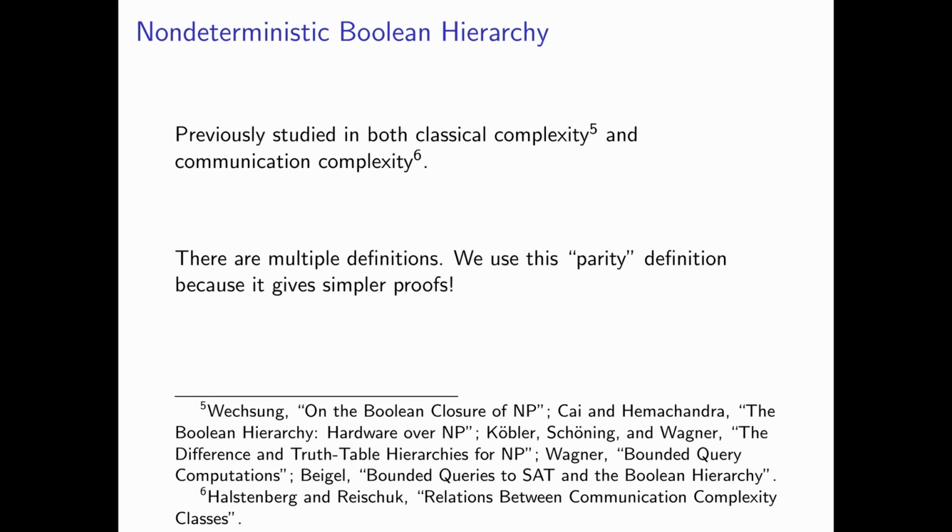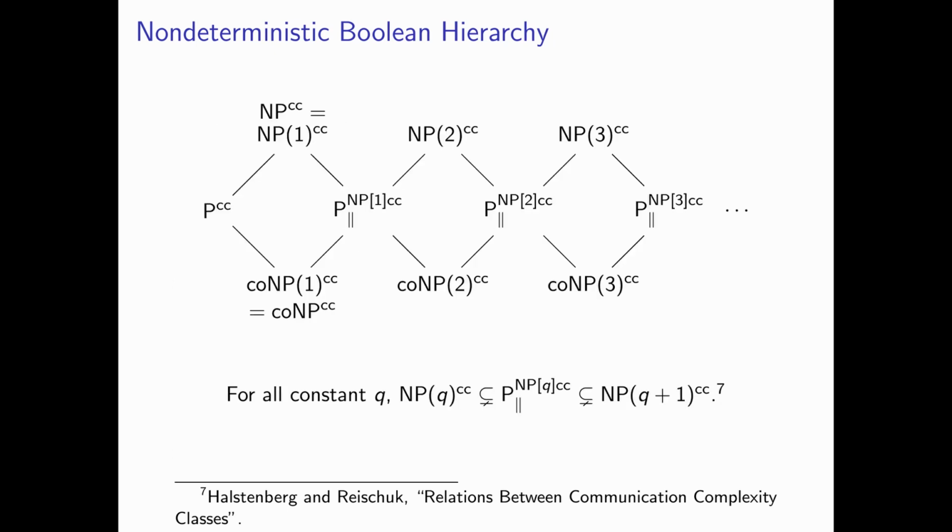The other definitions more clearly capture the idea of bounding the number of calls to an NP oracle, but are unfortunately less clean. In communication complexity, the nondeterministic Boolean hierarchy is intertwined with the set of classes P to the NPQ parallel that we defined earlier. NPQ is strictly contained in P to the NPQ parallel, which in turn is strictly contained in NPQ plus 1.